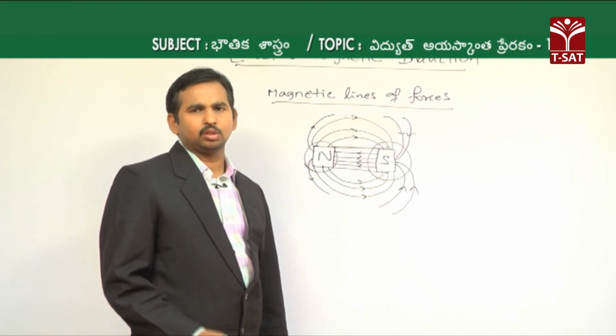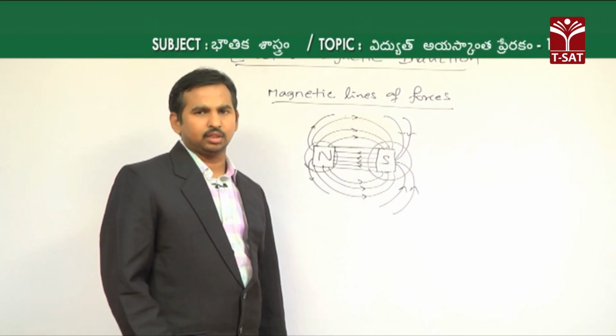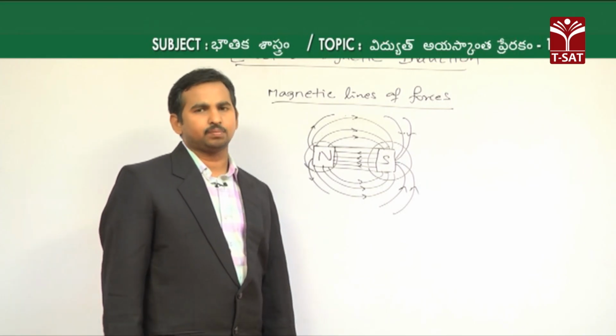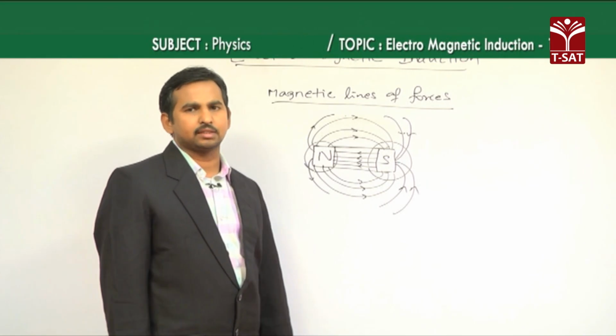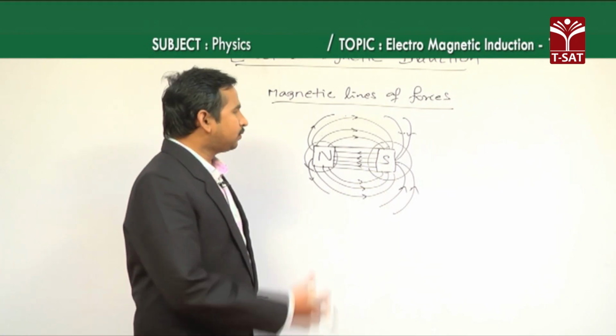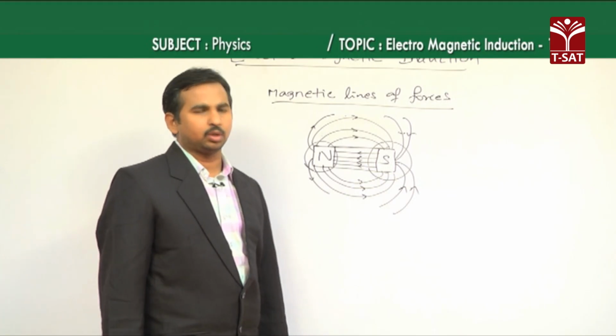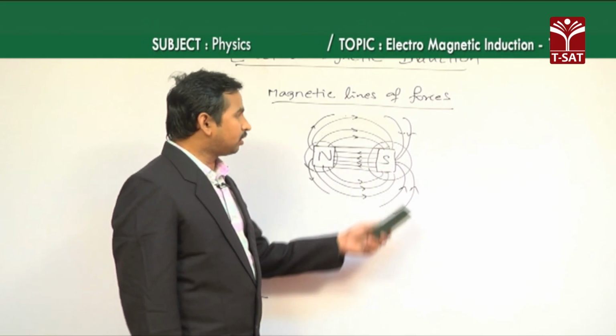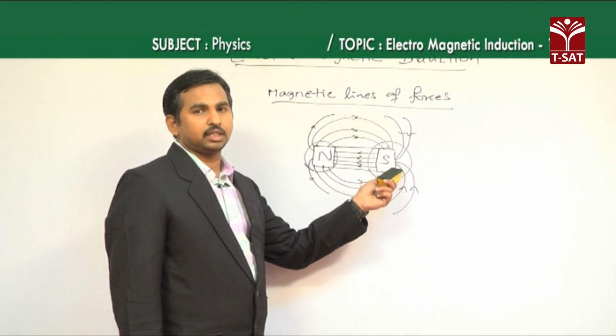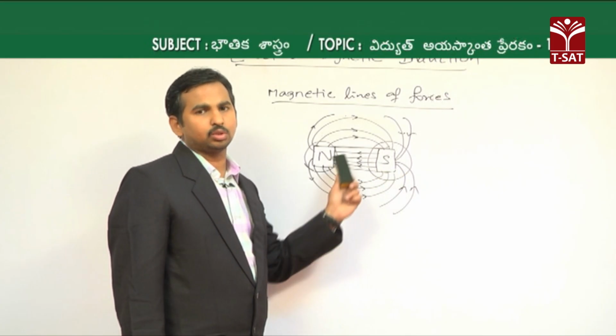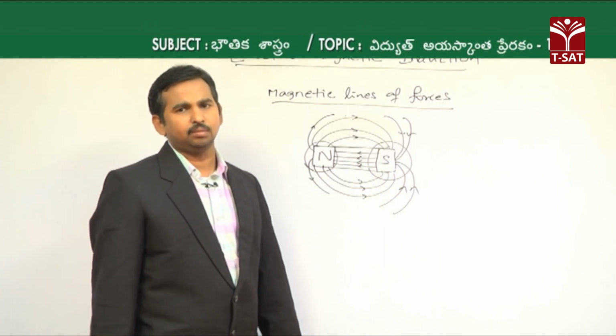The position, point or region where the magnetic field strength is maximum, we call that a magnetic pole. As the strength is more at that point, the number of magnetic lines is concentrated at that particular point. Those we call the poles of the magnet.